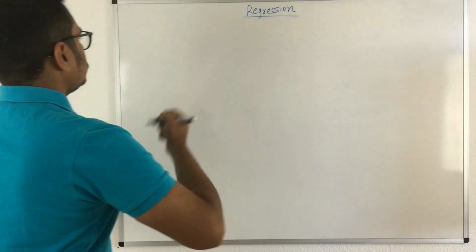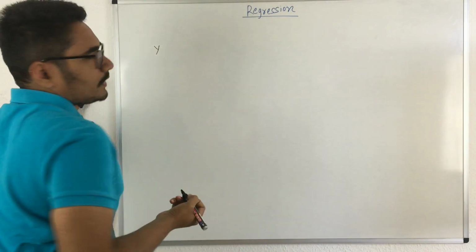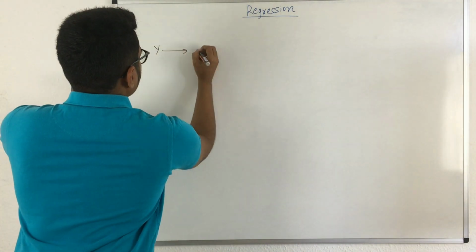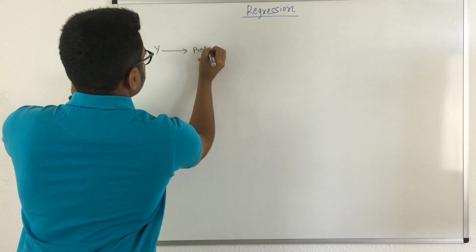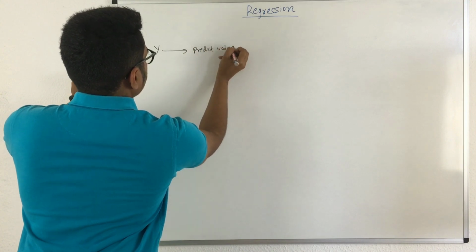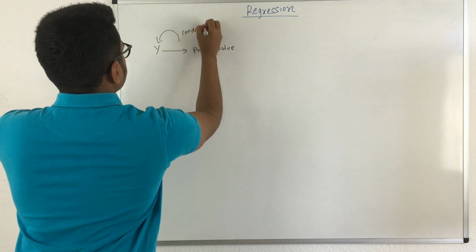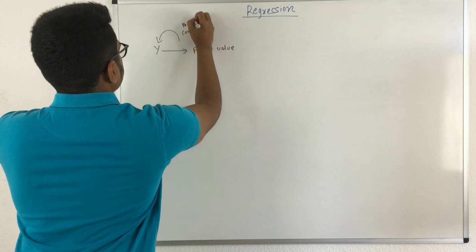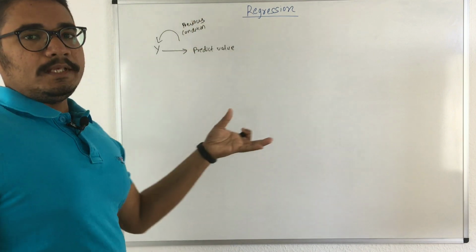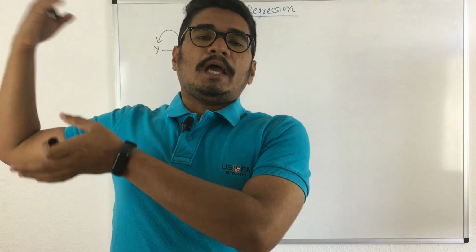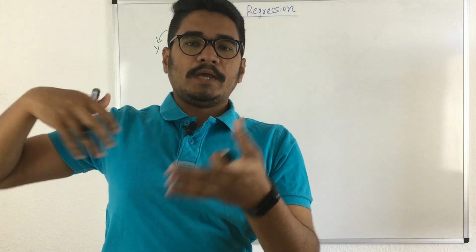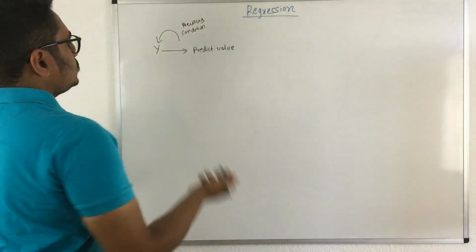So what regression basically does is, you have some input variable, say y, and you try to predict the value based upon the previous condition. You already have some values which happened before and you try to predict the values of those. So that basically is regression.